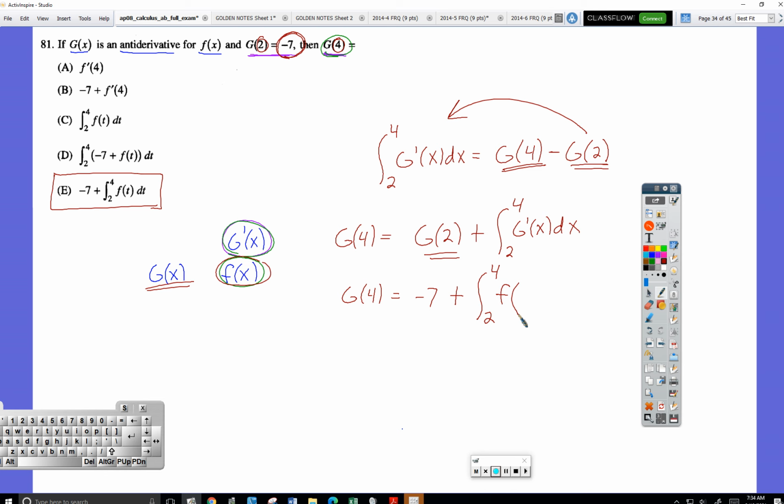And you don't have to stress about this right here. We've talked before that the symbols within the integral are temporary. They're just places to put all of these numbers, so they can put t, z, x, whatever, it all means the same thing.